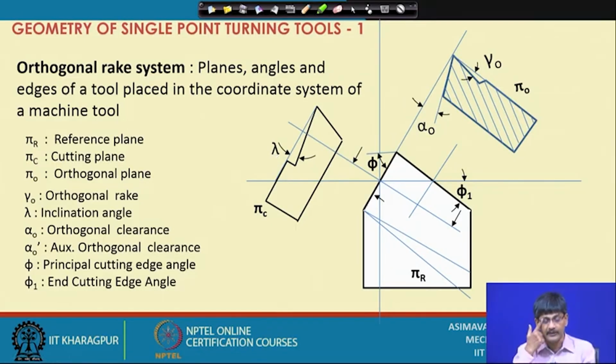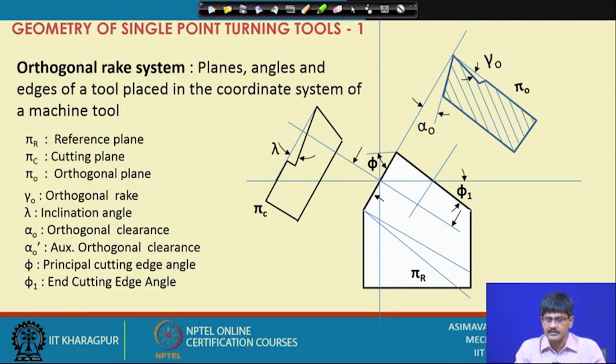How is lambda defined? Lambda is the angle between the rake surface and the reference plane measured in the cutting plane. Okay? It is the angle between the rake surface and the reference plane measured in the cutting plane. Hence, this way we come across the inclination angle. So, lambda is called inclination angle. It is also a type of rake angle.